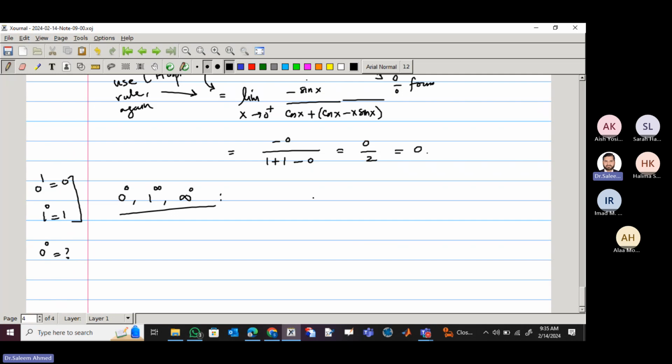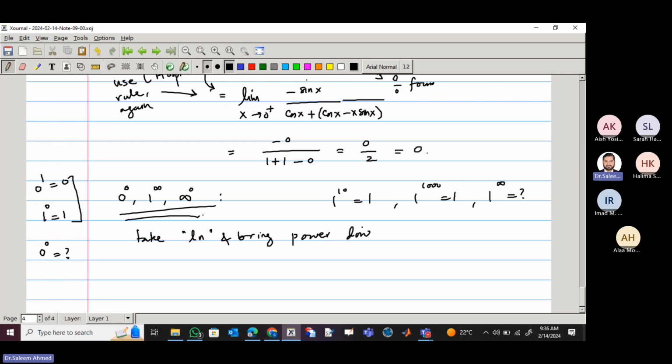When 1 takes any power, 10, 20, it remains 1. 1 to the power 1000 remains 1. So we don't know once it gets to infinity, whether it will remain 1 or not. We don't know, right? So that's why all these forms are also indeterminate forms. For these, we take log. First, we take the logarithm and bring the power down. Take log and bring the power down.